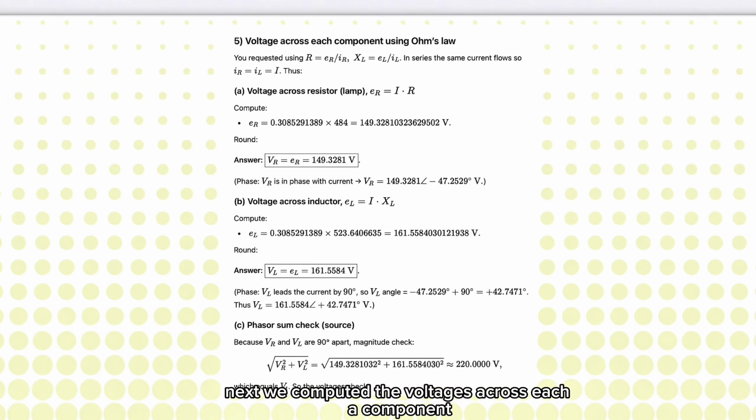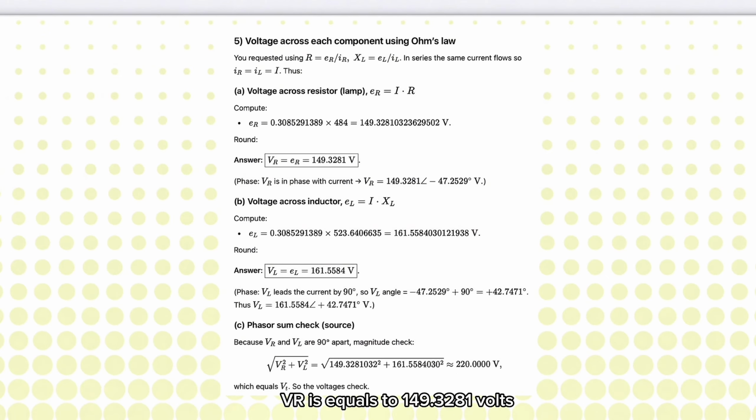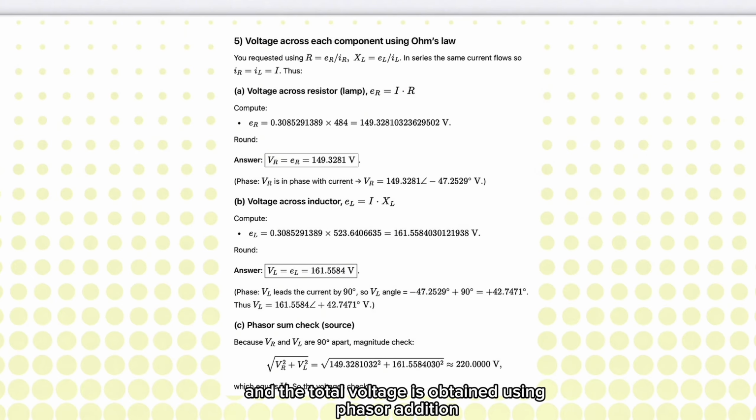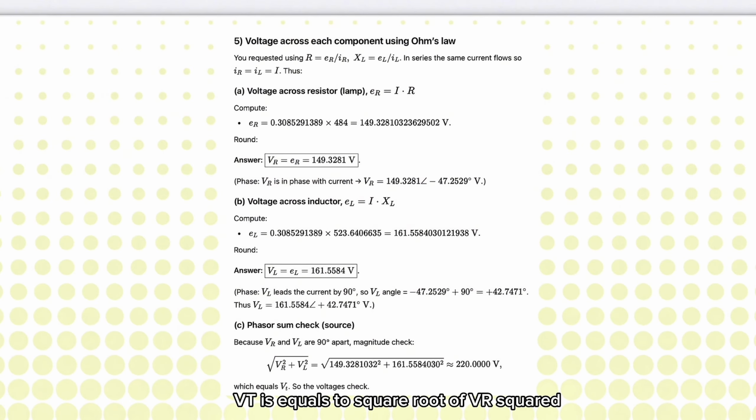Next, we computed the voltages across each component. VR equals 149.3281 volts, VL equals I times XL, which is 161.558 volts, and the total voltage is obtained using phasor addition. VT equals the square root of VR squared plus VL squared, which is equivalent to 220 volts.